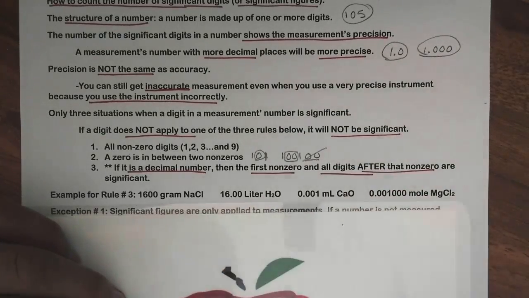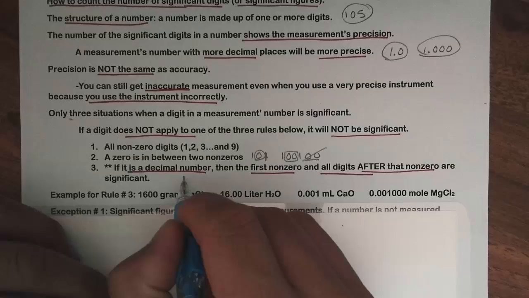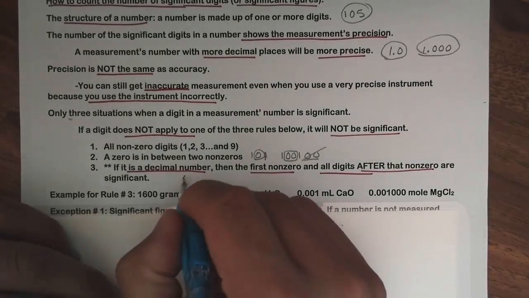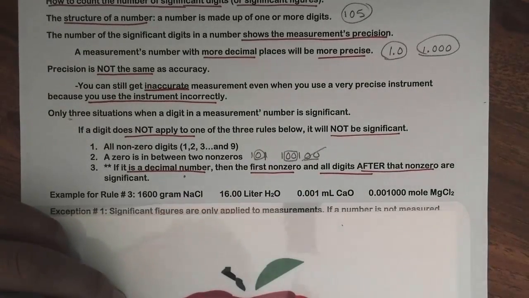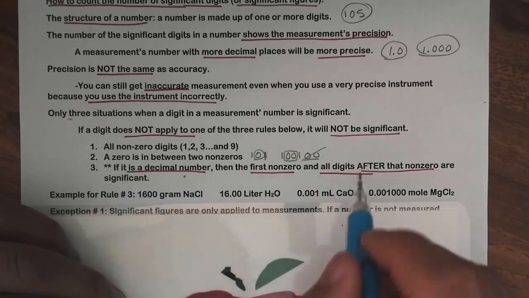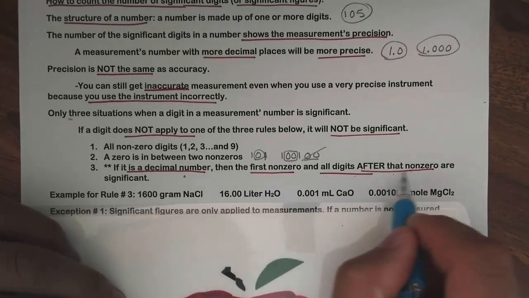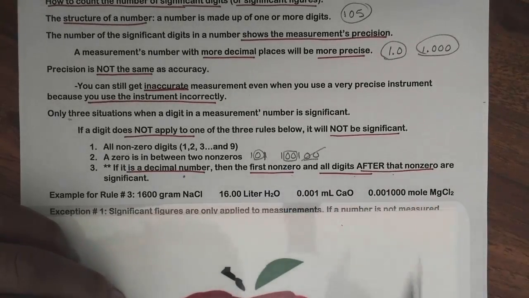And here's the most important one of all: if you have a decimal number, that is, one that has a dot like this, or the decimal point, then you're looking for the first non-zero, and all the digits, again I said all the digits, after that non-zero right here are significant. Let's look at some examples.